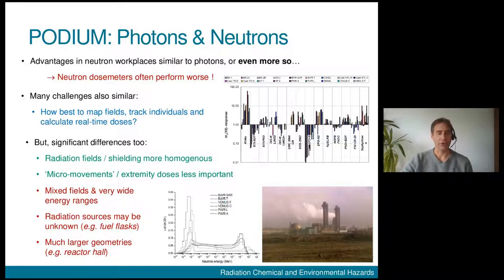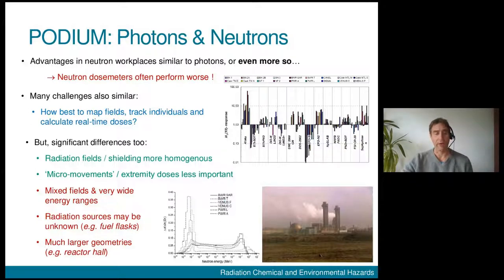Many of the challenges that exist for photons also exist for neutrons, like how best to map fields or track individuals and so on. But there are significant differences when we move to neutrons. Some of these are good. For example, for neutrons, the radiation fields and the shielding tend to be a little bit more homogeneous. We're also not so worried about extremity doses and micro movements. So the video that Philippe showed of someone's hand moving around isn't so much an issue for neutron fields.